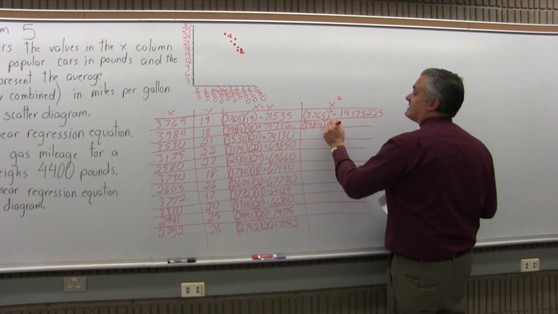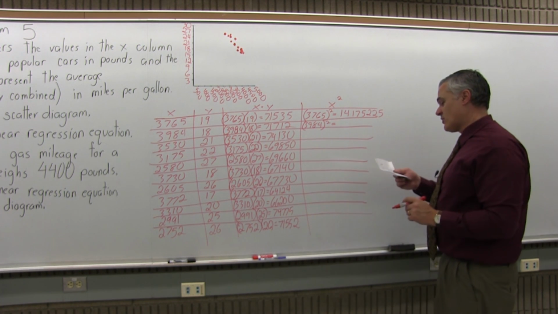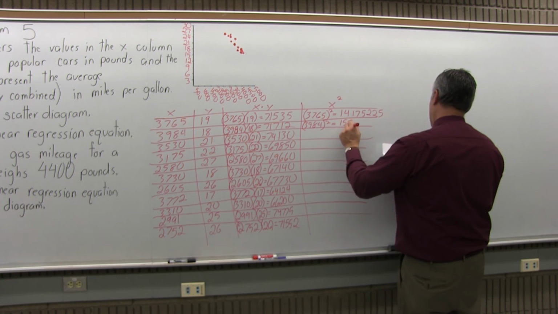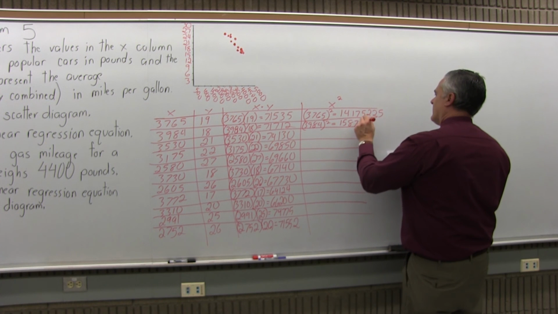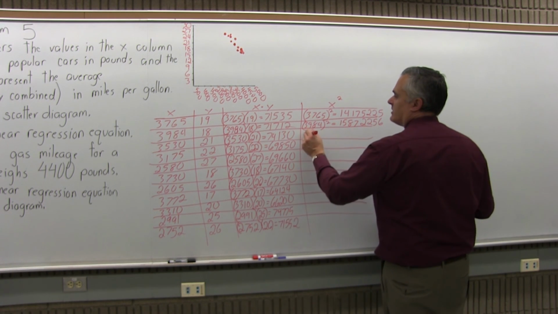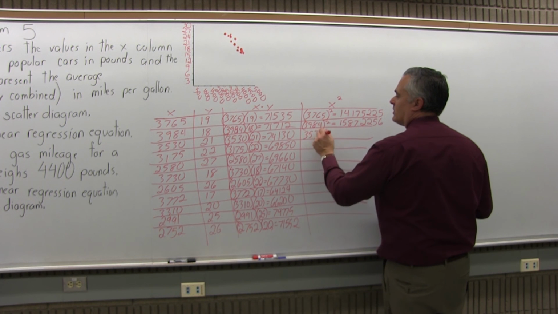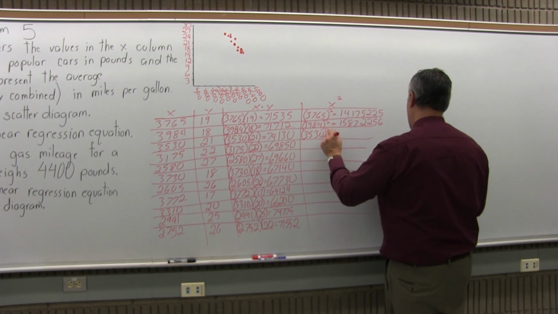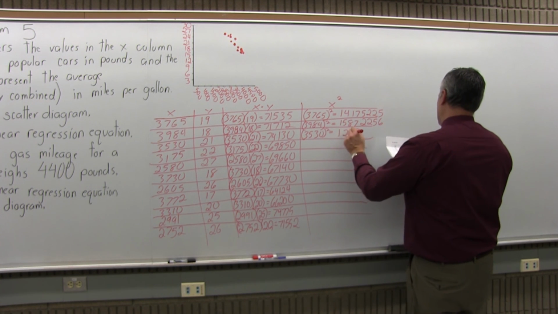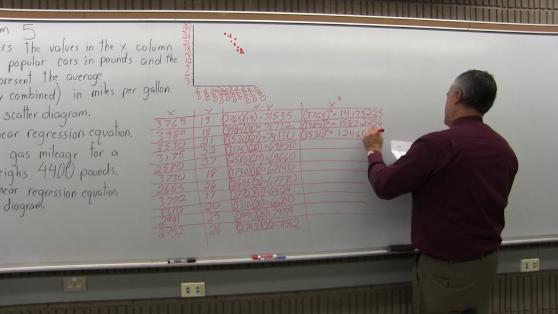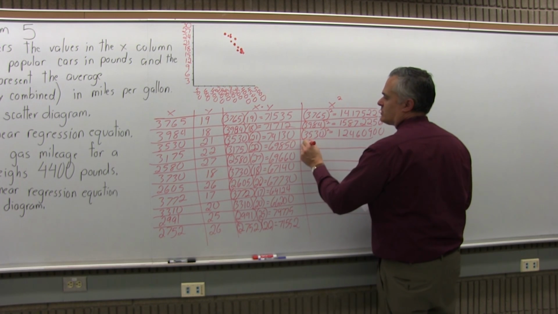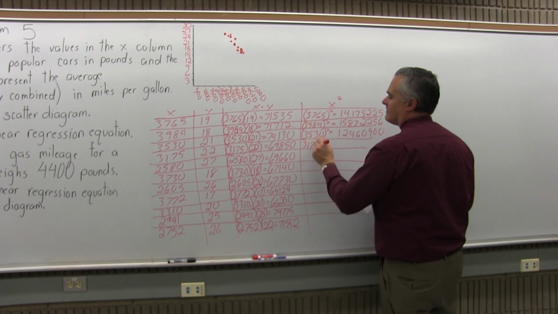So you'll do that to the second power. So 3,984 times 3,984 is 15,872,256. The next car is 3,530 for the weight. So you do 3,530 second power. 3,530 times 3,530 is 12,460,900. The next value of x is 3,175.